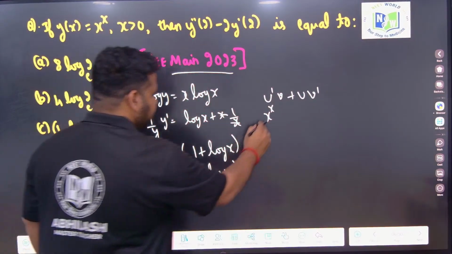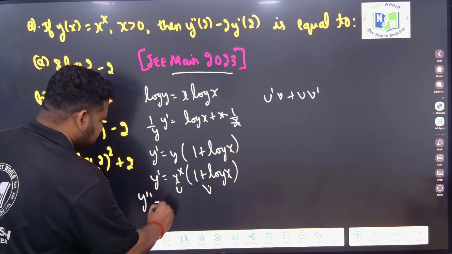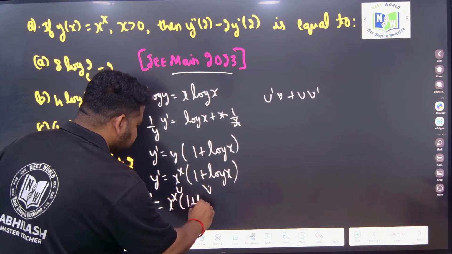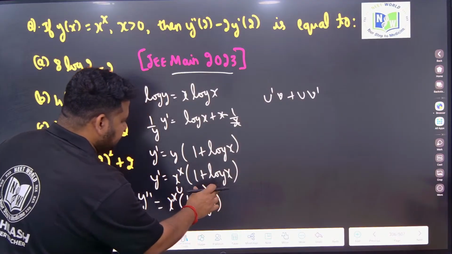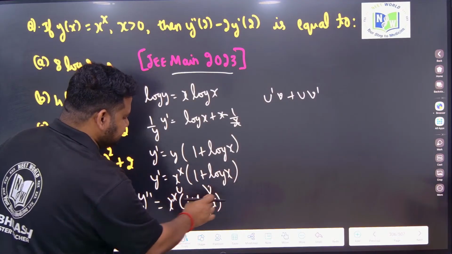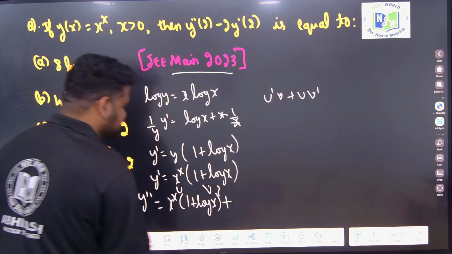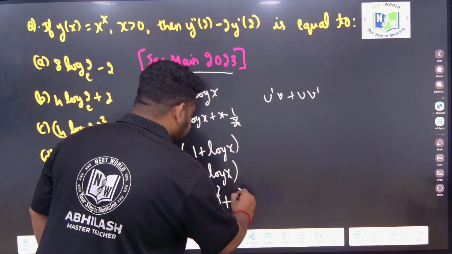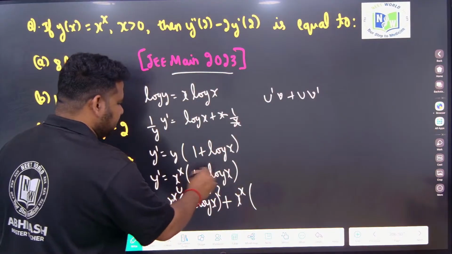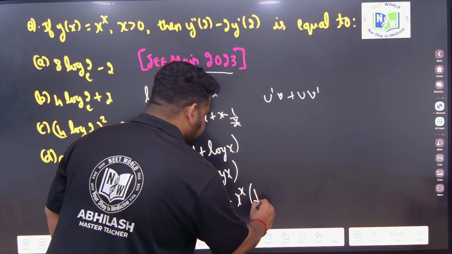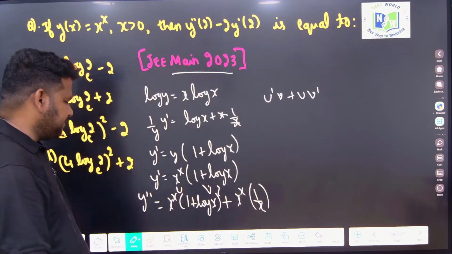So differentiation of this is x power x into 1 plus log x, further into 1 plus log x, because I am writing v as it is, that is nothing but 1 plus log x only. So this will become 1 plus log x whole square, plus x power x, I should keep it as it is, into differentiation of 1 plus log x. Differentiation of 1 is 0. Differentiation of log x is 1 by x. This is what I will be having.